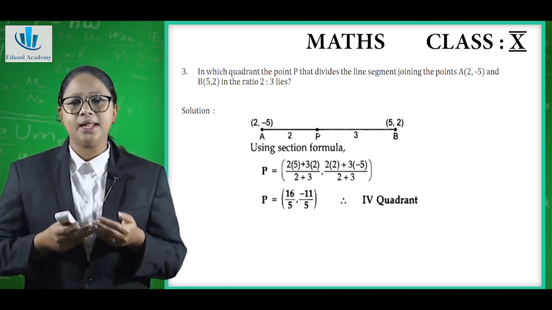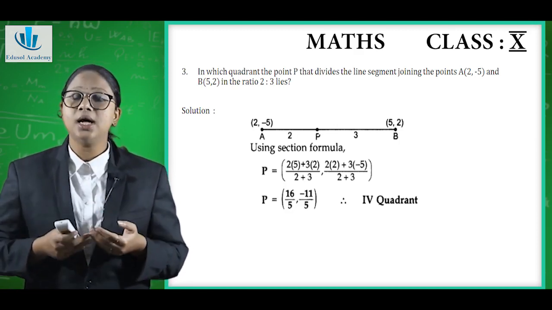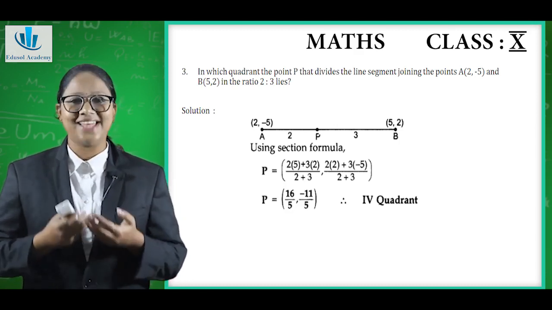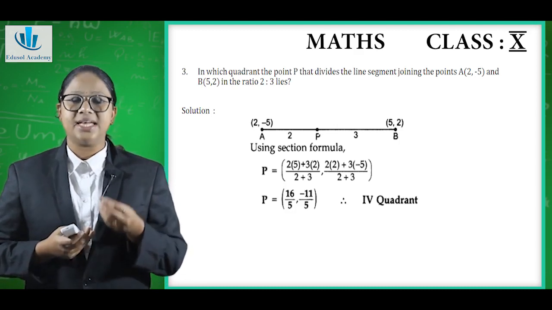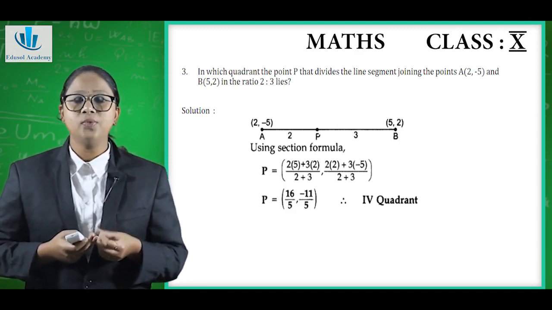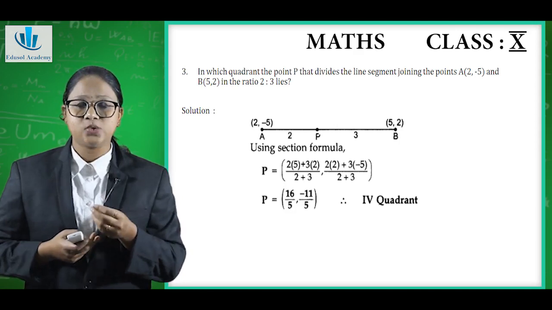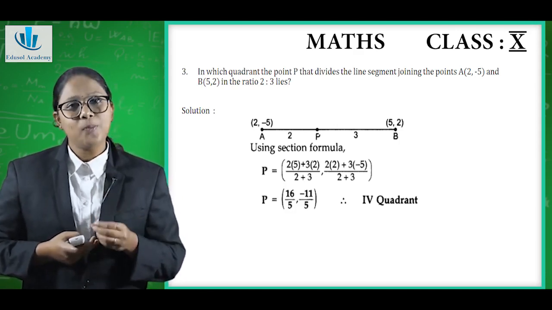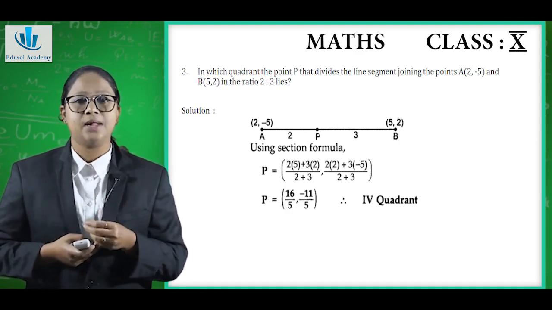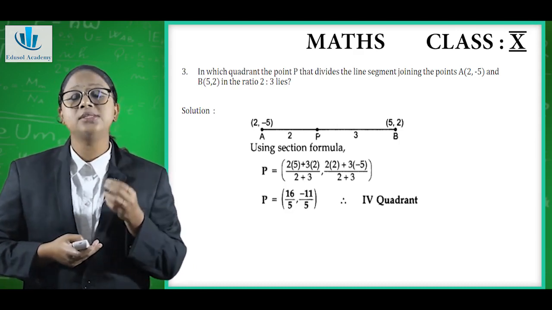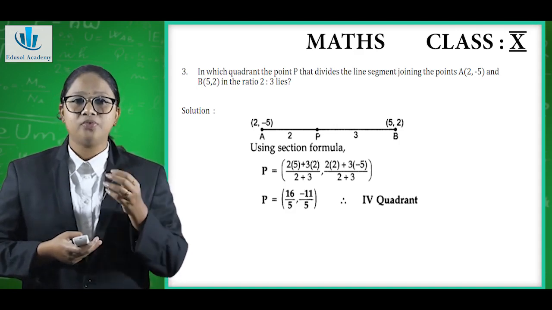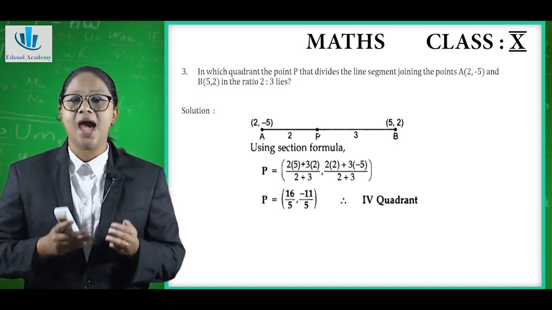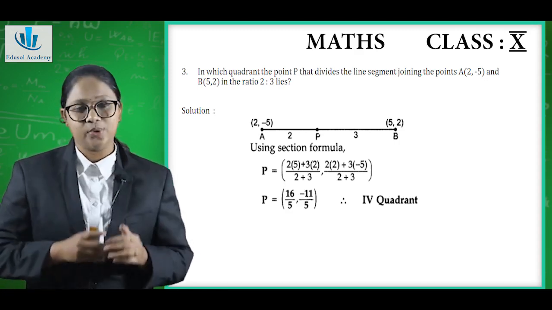So when a point is sectioning a line in some ratio, which formula do we use? Exactly, the section formula. x is equal to (m x2 plus n x1) by (m plus n), and y is equal to (m y2 plus n y1) by (m plus n). Now we have to find the coordinates of P first. So they have written it together: P is equal to, in a single bracket, the equation for x and the equation for y.